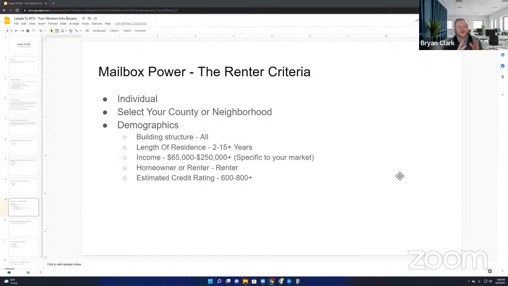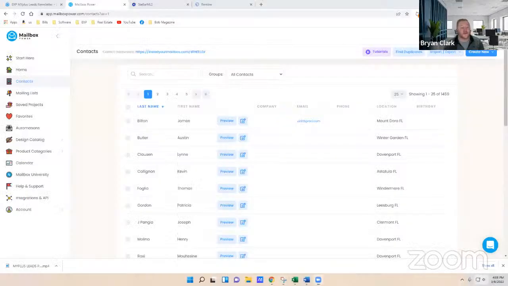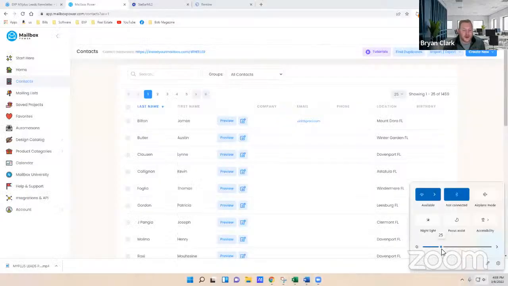Now, when it boils down to building out your list in Mailbox Power, we've set up some specific criteria that you should follow that has been proven to work extremely, extremely well. So Kelly, if you could go ahead and unmute for us really quick. I'd like to ask if you could share your screen, and let's jump into Mailbox Power so that we can give them a quick walkthrough on that platform and how they would go about finding the exact list of renters that they wish to target.